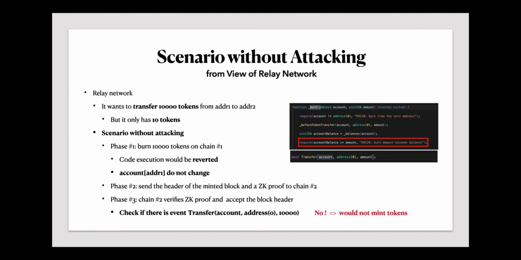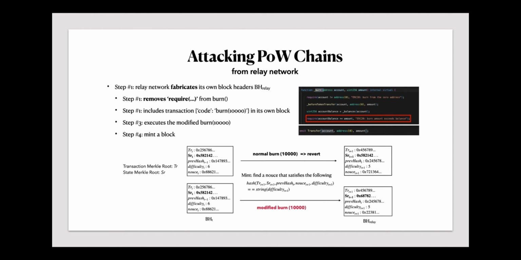So in phase 2, it will send the header of the mint blocks and the relevant ZK proofs to chain 2. In phase 3, when chain 2 validates the ZK proof and checks the block headers, it won't go through, because it checks whether there is a certain event of transferring a particular number of 10K tokens under the particular address. So the check will fail, and it won't mint these tokens.